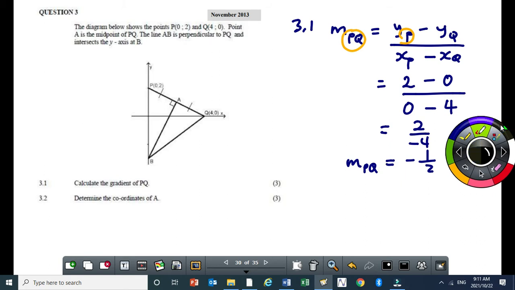So you should have done this yesterday. Then the next question, determine the coordinates of M. Sorry, of A rather. So let me do it here.